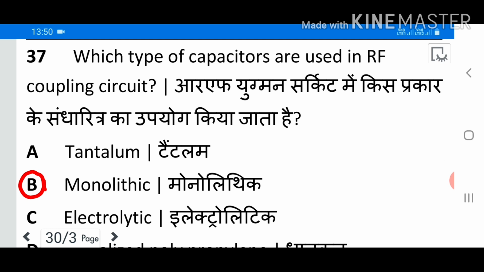37. Which type of capacitors are used in RF coupling circuit? Answer B. Monolithic.